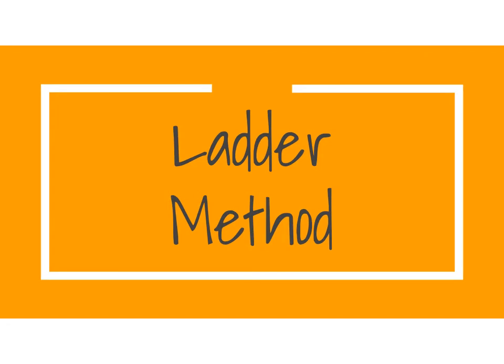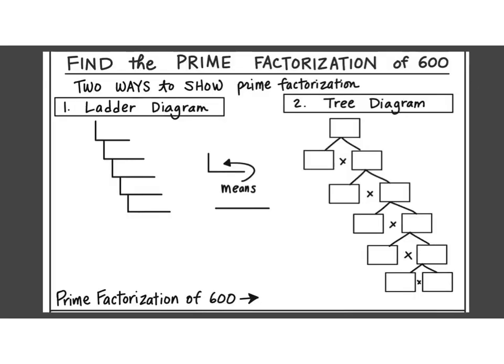When finding the prime factorization of numbers, we've learned how to use the factor tree method. Next, I'm going to show you another method called the ladder method. We're going to solve for the prime factorization of 600 using both the factor tree method and the ladder method. We'll start with the factor tree method.